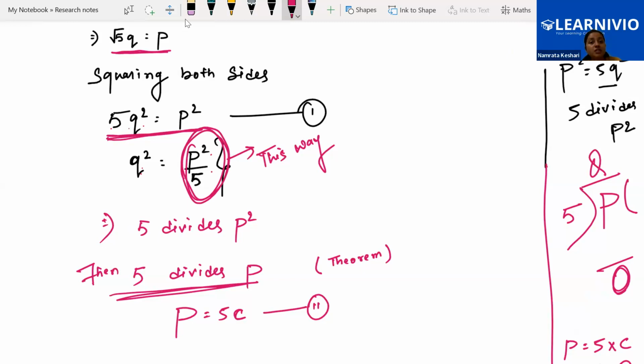It is completely divisible because on the other side Q is there. Q is an integer. Initially, for the rational number, we have taken integer by integer. So Q is an integer, and the square of an integer is still an integer. That's why we are making the conclusion that 5 divides P square, from the above step.